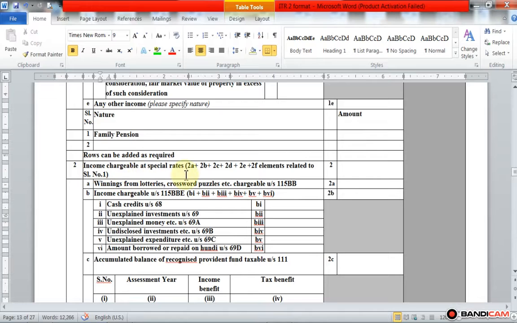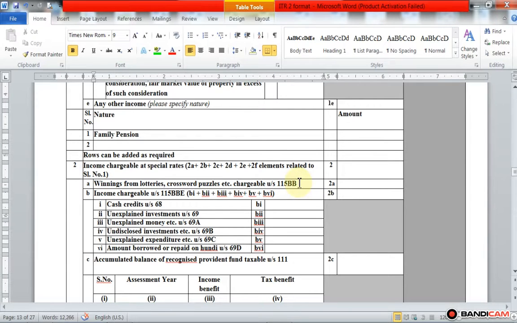Then income chargeable at special rates, that is 2A, 2B, 2C, 2D, 2E, 2F, elements relating to the S1 number 1. Then winnings from lotteries, crossword puzzles, etc., chargeable under section 115BB.